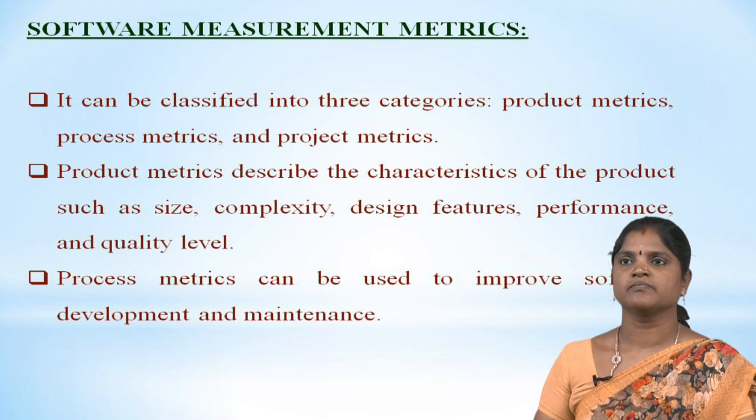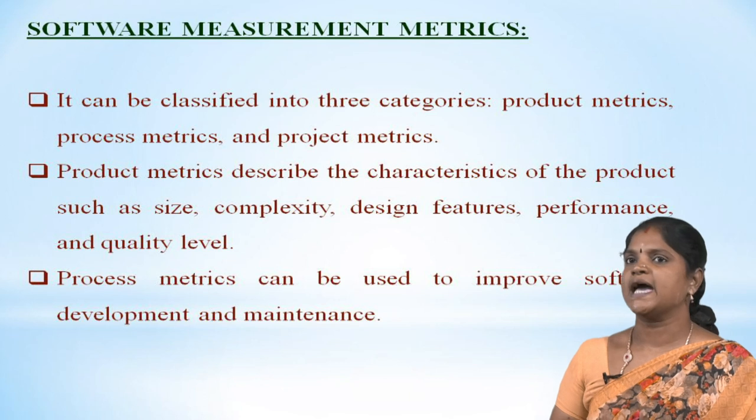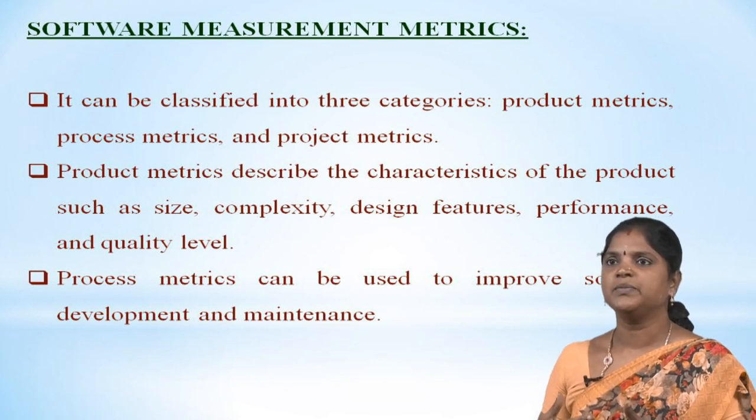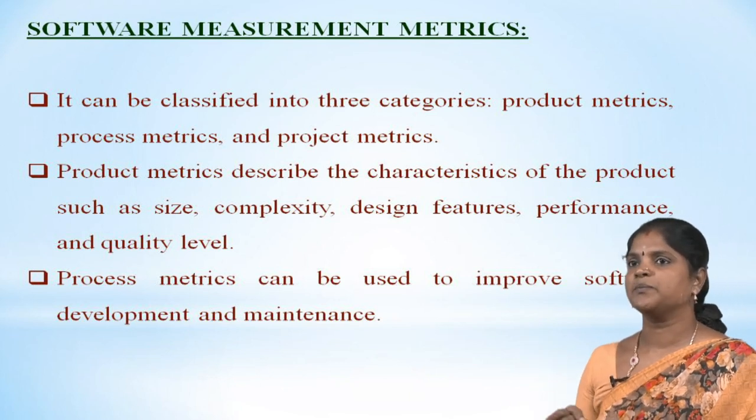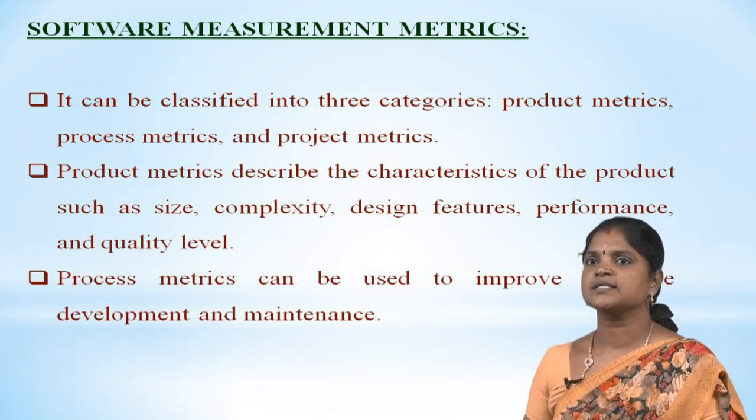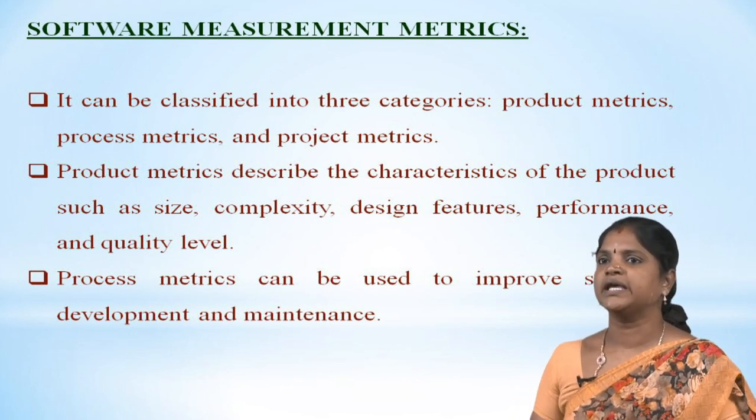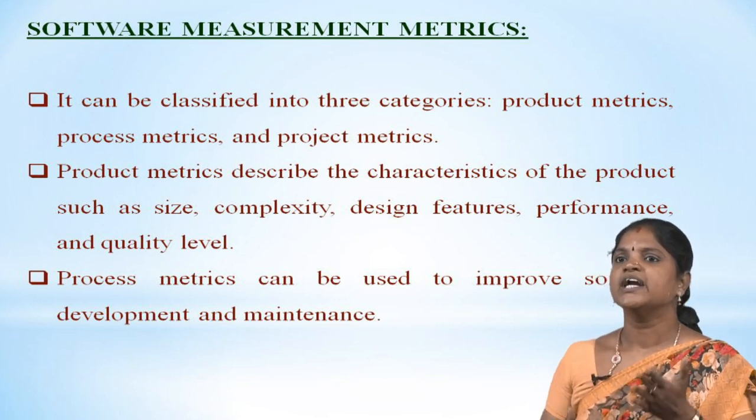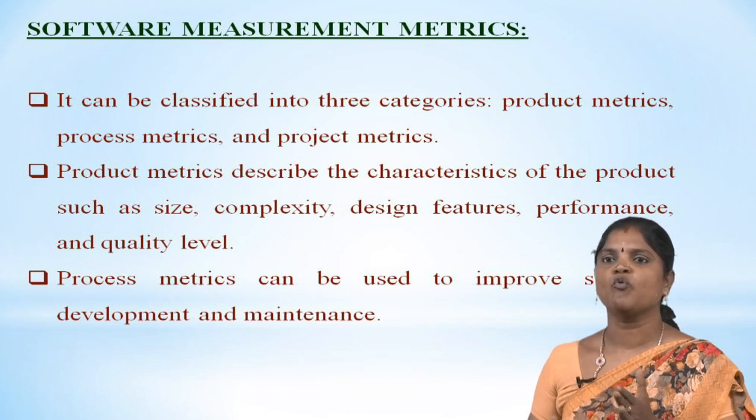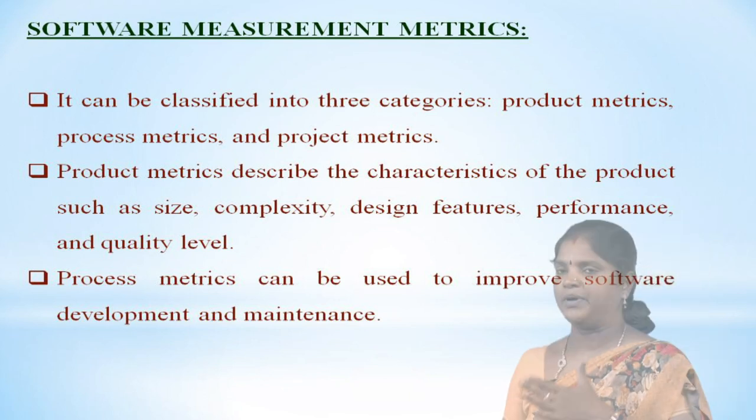Software measurement metrics. It is nothing but a standard of measure that contains many activities which involve some degree of measurement. It can be classified into three categories: product metrics, process metrics, and project metrics. First one, product metrics, which describe the characteristics of the product, that is size, complexity, design features, performance, and quality level.